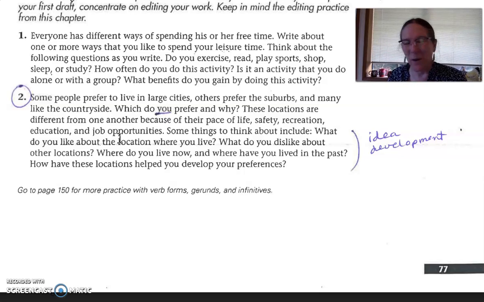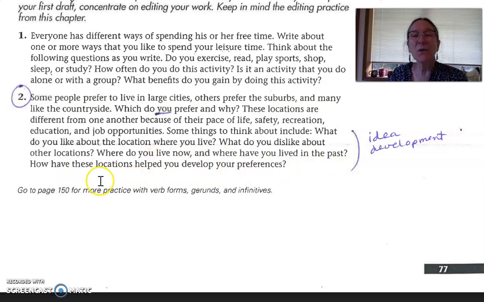That's a nice little feeding you ideas. It doesn't mean write about all of those different ways to support pace of life, safety, recreation, education, job opportunities. That's 5, right? That's too much for one paragraph. And then they have even more things to think about. What do you like about the location where you live now? What do you dislike about other locations? And where do you live now? And where have you lived in the past?